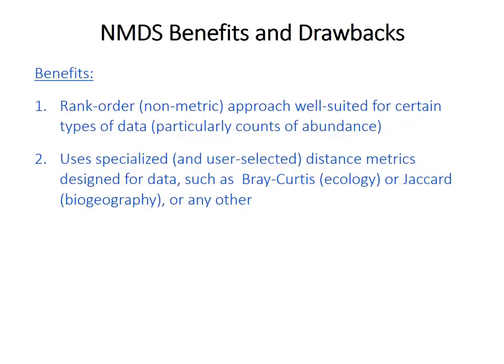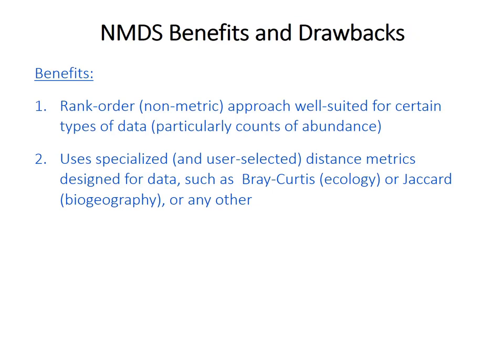So NMDS has some clear benefits for certain types of data. The rank order, or non-metric in its name, approach is very good when you wouldn't expect a linear relationship between the variables. And that's particularly true when you're dealing with abundance counts, like counts of how many individual animals of a particular species you find at each place. This is what the method was really designed for in the first place.